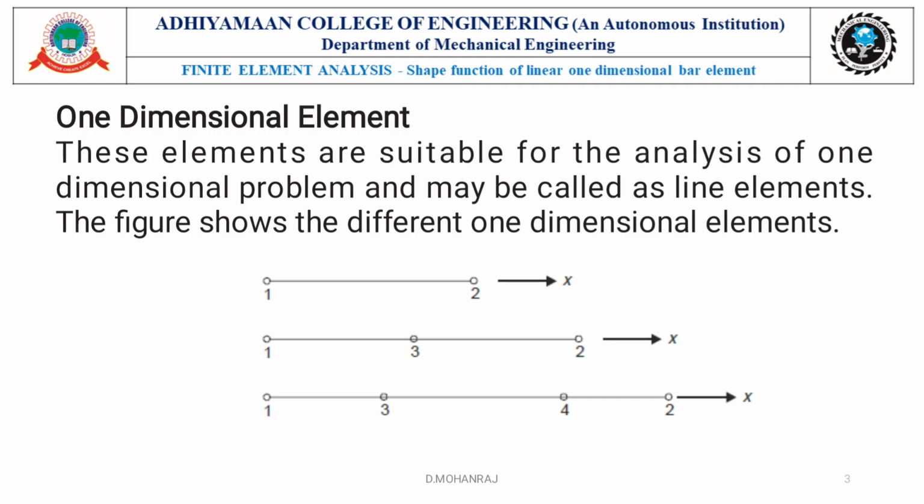The first one is the line element, which has two nodes, and it is also called a linear bar element since it has only two nodes. The second one has three nodes, and this element is called a quadratic one-dimensional bar element. And the last one has four nodes and it is called a cubic one-dimensional bar element. Here the variable will be in only one direction, either along the x direction or y direction. These elements are suitable for axially loaded problems.